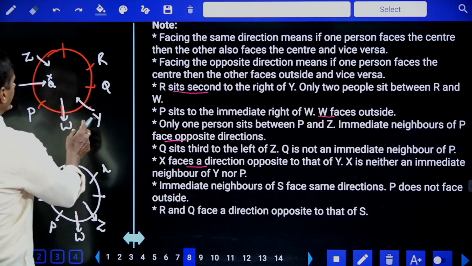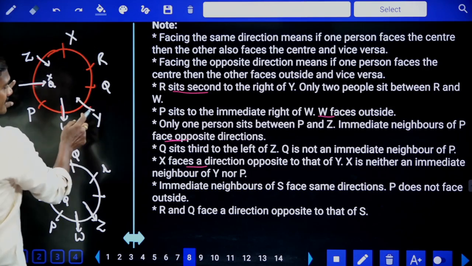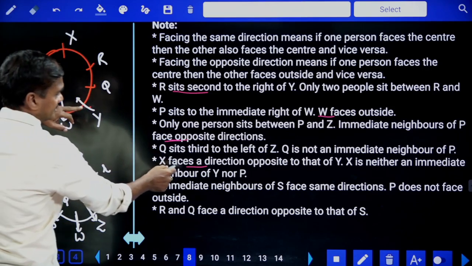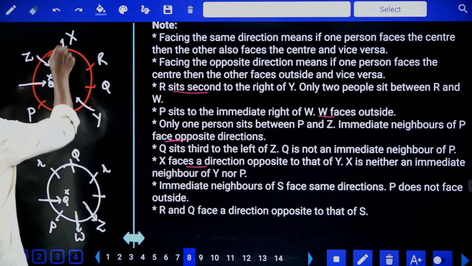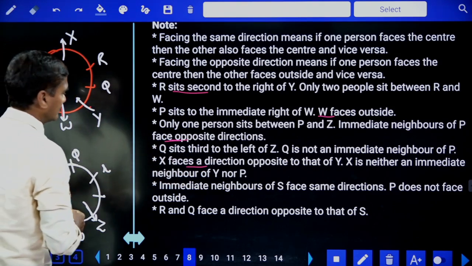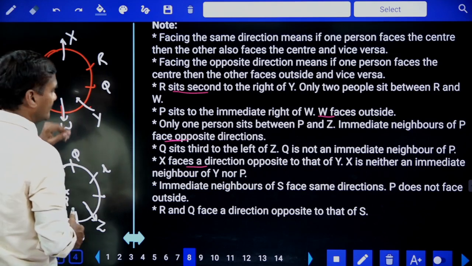X cannot be here. X will be here. Now X and Y opposite direction. X faces direction opposite to Y. Y center కాబట్టి X will be away from the center. And next one, X is neither an immediate neighbor of Y and P.